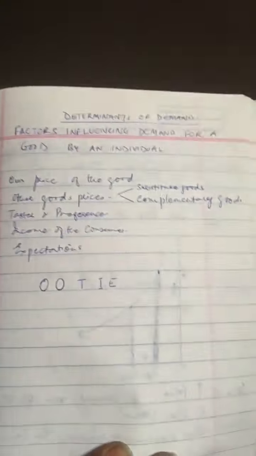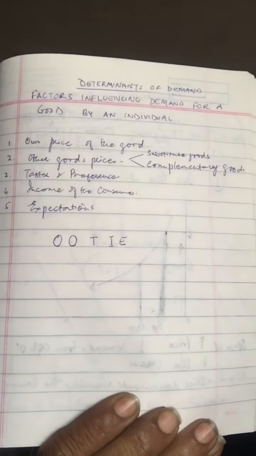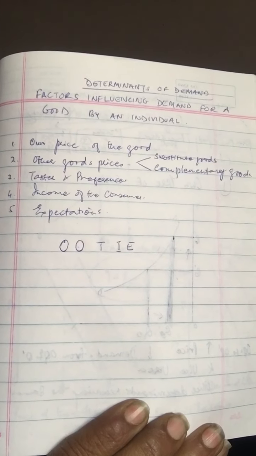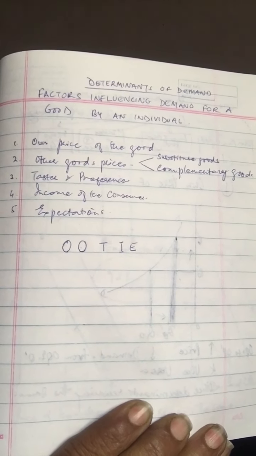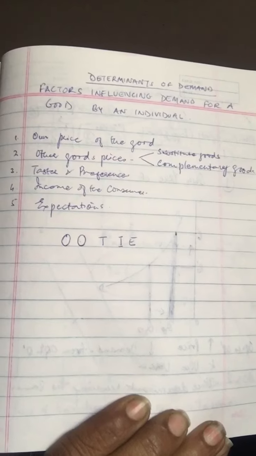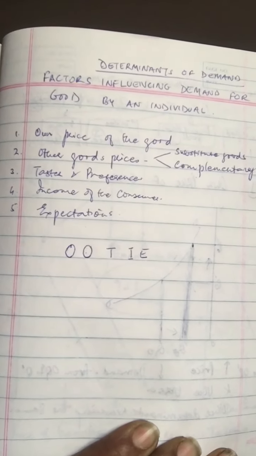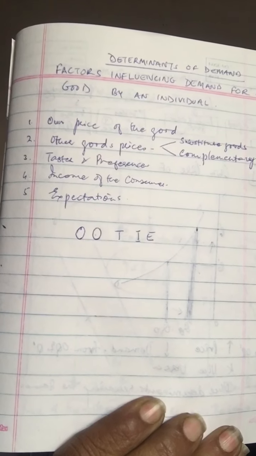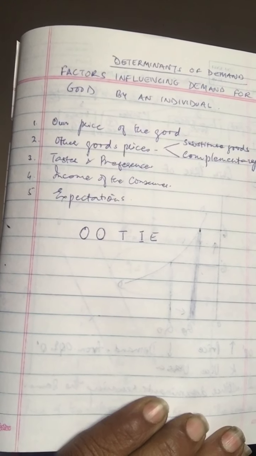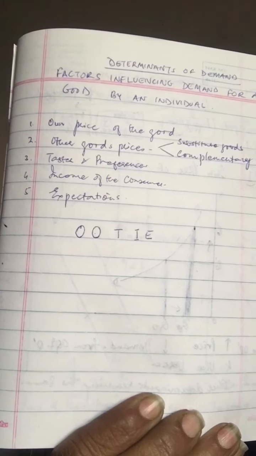Welcome to my class, and in this I'm going to continue on with determinants of demand, which we did in the last class. As you can see, we learnt it as O-T-I-E. O is demand is determined by the price of its own good, then it's affected by the price of related goods, be it substitute or complementary.